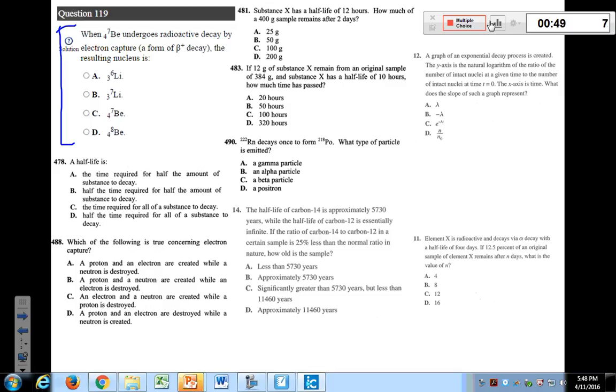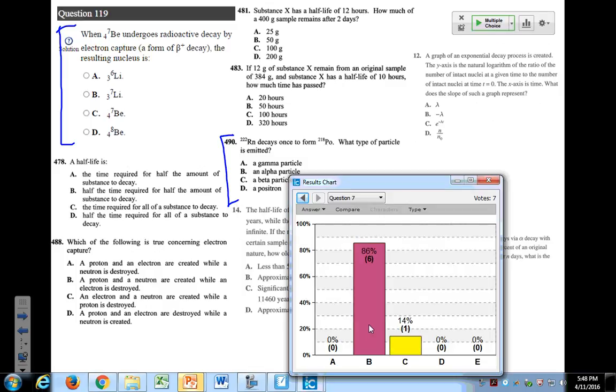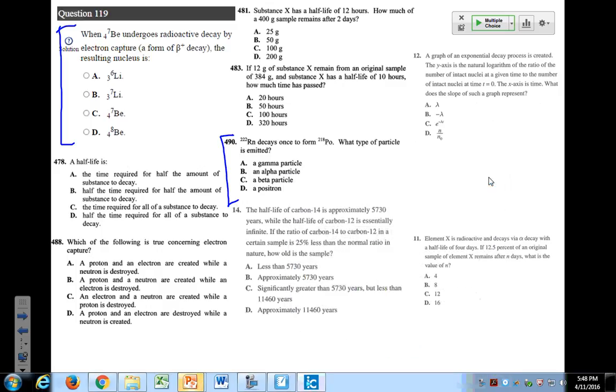Let's do 490 after this. So when you're done with this one, go ahead and look at 490, and I'll stop this there in just a second. All right, I'm going to stop this. Okay, awesome. B is right. So when I have this electron capture, I go to lithium here, the lithium-7 with atomic number 3.